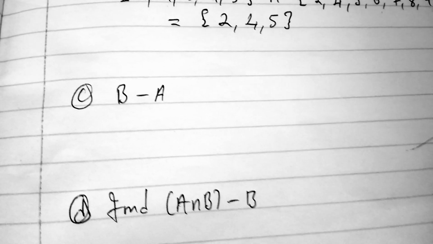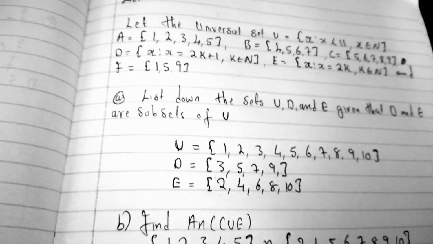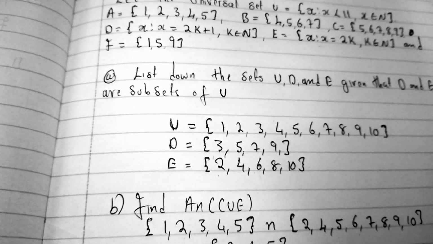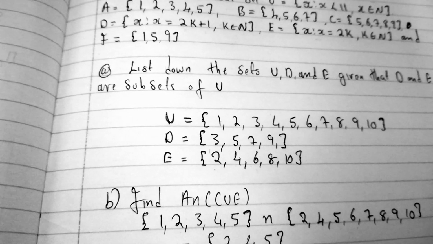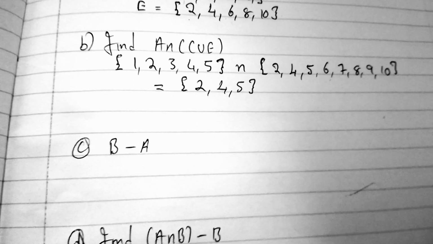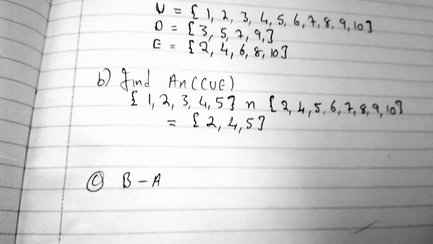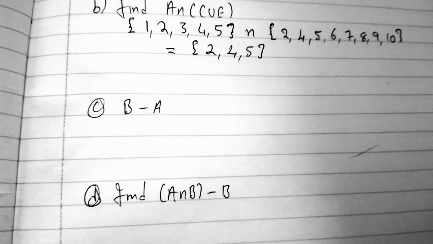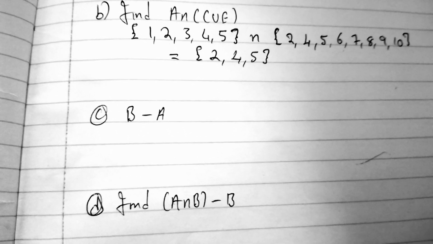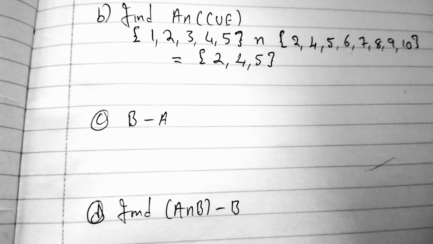So we continue with the questions. We've solved these two, question A and B. We've listed down the sets that were given in set builder notation, and we went on to find B. Now we are finding the last two questions on this same question, that's question C and D. So question C is saying find B minus A.